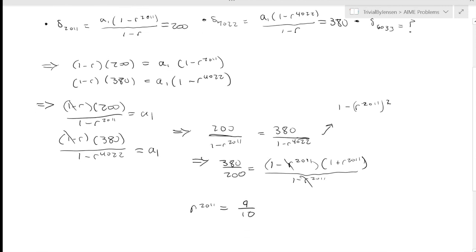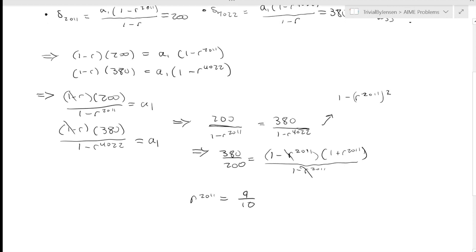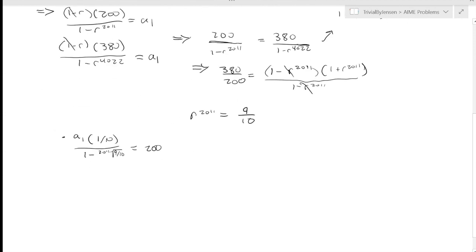Okay, so now we can solve for a1. Our equation for S sub 2011 is as given above, so now we can plug in. We have a1 times 1 minus 9 tenths, so that's just 1 tenth, over 1 minus the 2011th root of 9 tenths equals 200. So then a1 is equal to 2000 times 1 minus the 2011th root of 9 tenths.